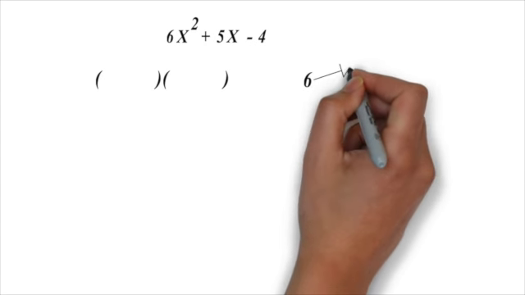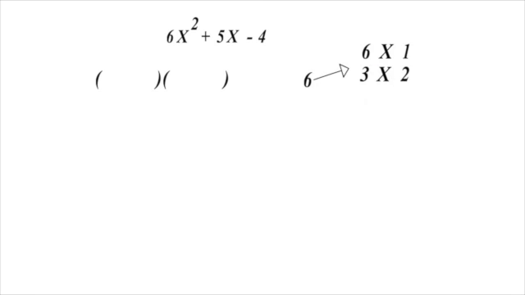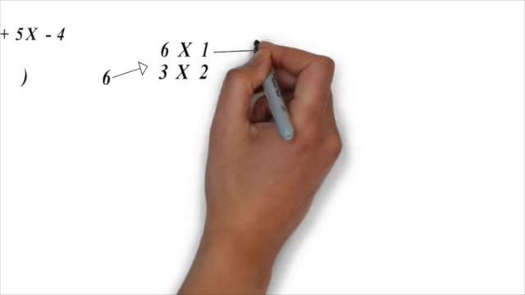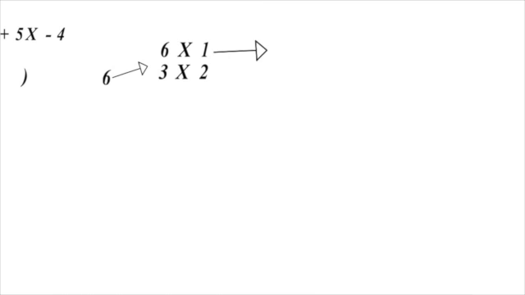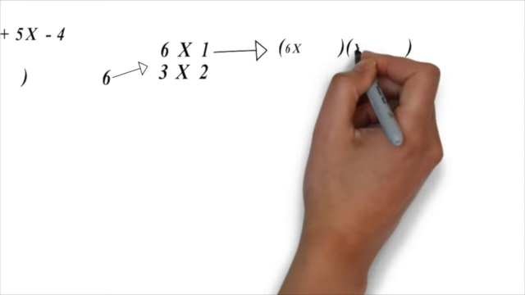To find the values for our x's, we have to look at the factors of 6, exactly like how we've been doing when we looked at our third term. So the possible factors of 6 are 6 times 1 and 3 times 2. Here's where the guess and check method comes in most. With this method, what you have to do is simply do trial and error. So we start with the 6 times 1.